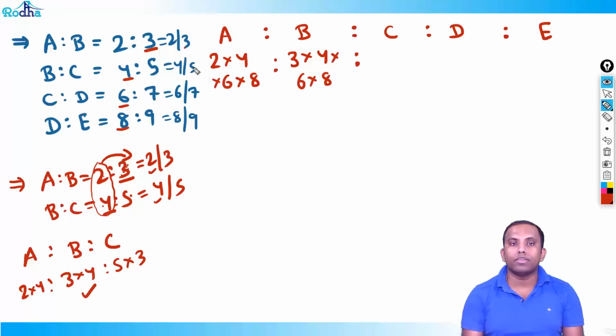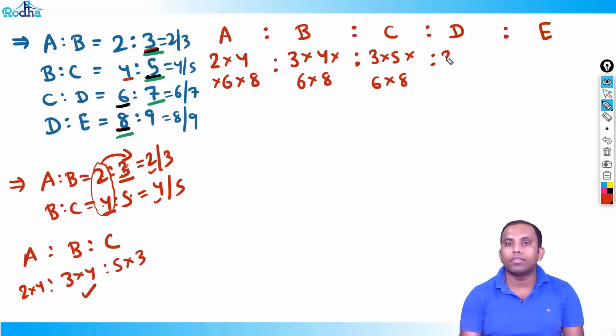For C now, what will you do? You shift again 1. Again shifting 1 means the first two denominators and the next two numerators. That is 3, 5, 6 and 8. So C will be 3 into 5 into 6 into 8. For D, again the same thing. You shift 1 more. That means the first 3 denominators and the last numerator. That is 3, 5, 7, 8. So D will be 3, 5, 7 and 8.